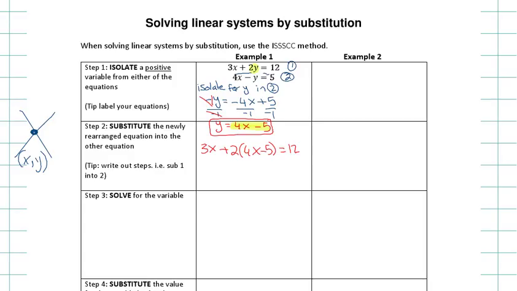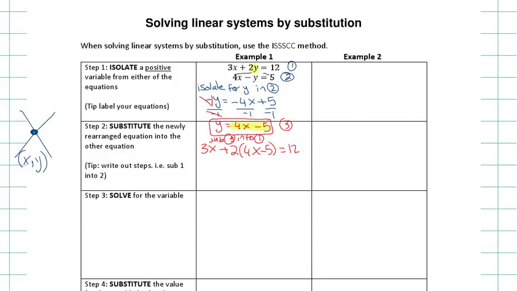I'm going to call this number 3, and I'm going to write right here, sub 3 into 1. Can you guys read that? Sub 3 into 1. So basically I subbed equation 3 into equation 1. We took one into the other. 3x plus 8x minus 10.